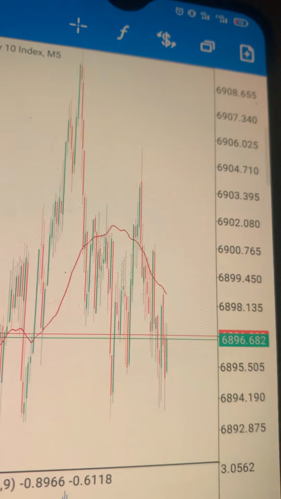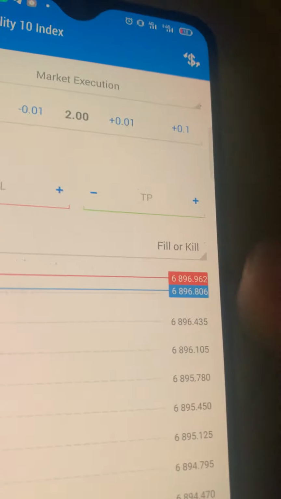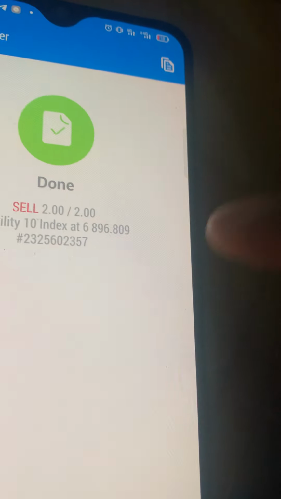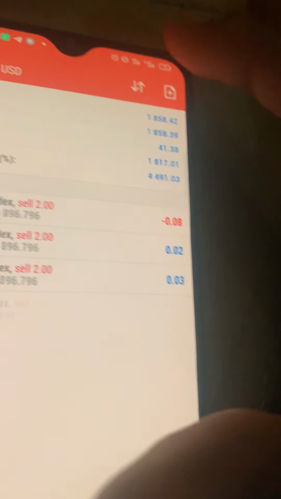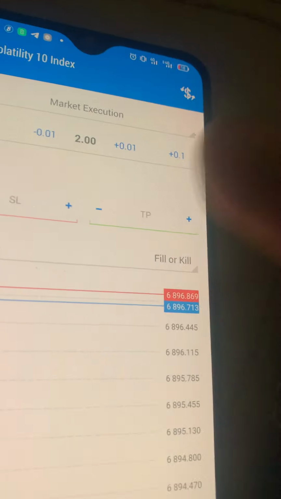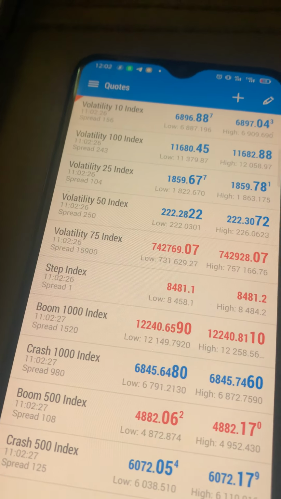So what I'm going to be doing right now is placing some sells on Volatility 10 Index. I did this analysis and I'll show you more on why I'm placing the sell. I'm going to use 10 lot size for this trade. Okay, so I'm done placing positions. Now I'll bring you straight to the desktop so you can see why I took these trades on the Volatility 10 Index.